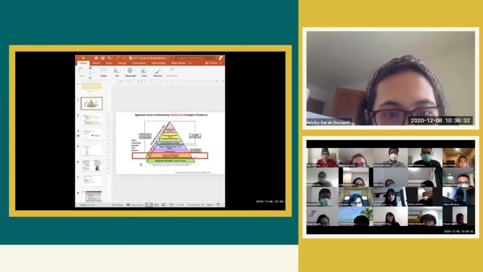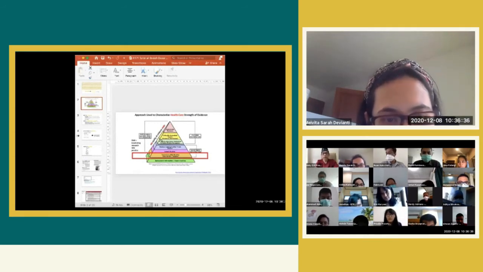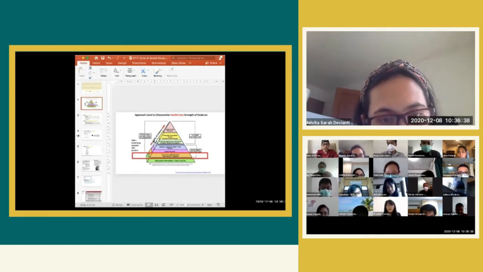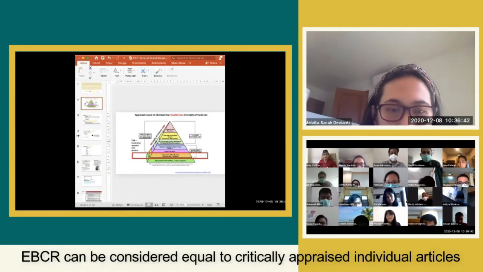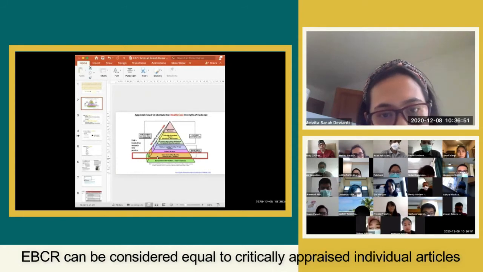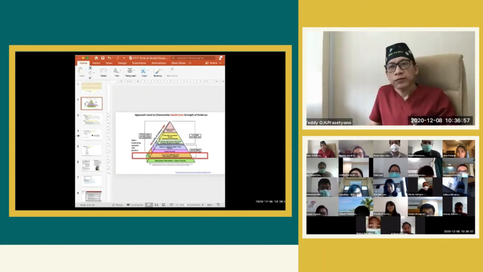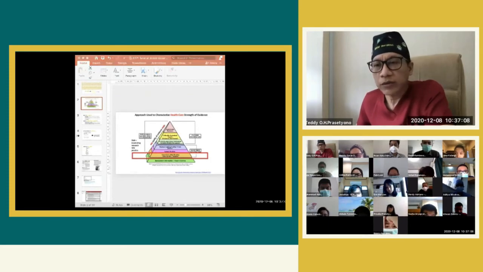So in this pyramid, I show this part, the critically appraised individual articles. I think the EBCR will sit in here. So it is quite below the systematic review, but not at the bottom of the pyramid. So the evidence is quite strong. Okay, that's the standpoint where Mevita understands the position of the EBCR. Now I welcome the others.